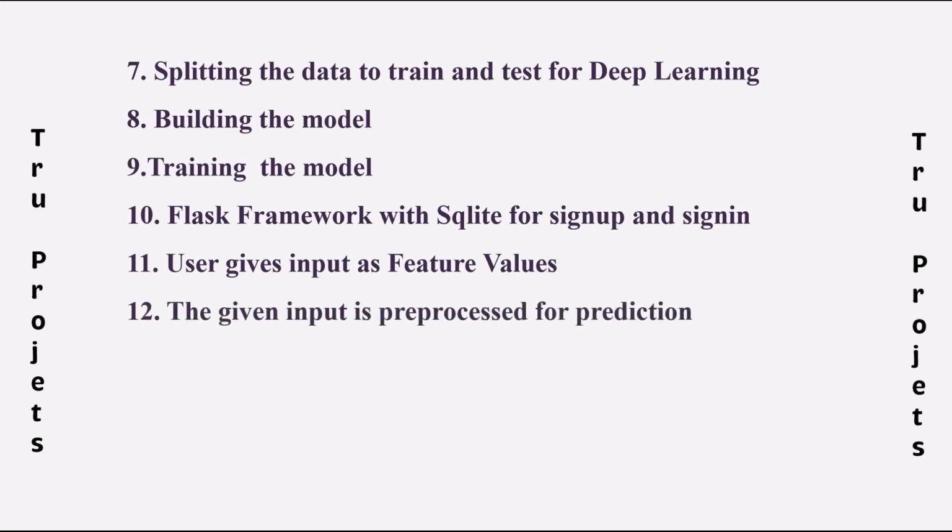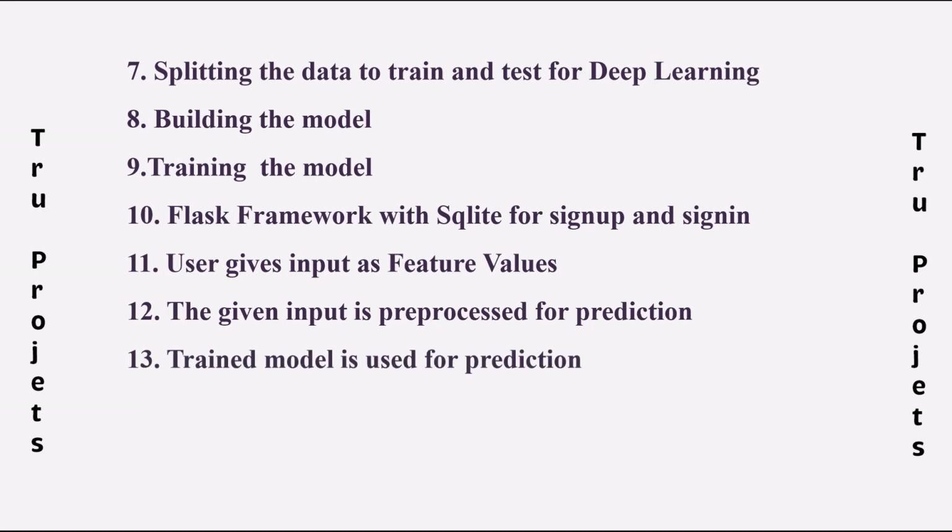The given input is pre-processed for prediction. The input provided by the user is pre-processed to ensure compatibility with the trained model. This involves formatting the input data, handling missing values, encoding categorical variables, and scaling numerical features to match the format used during model training.